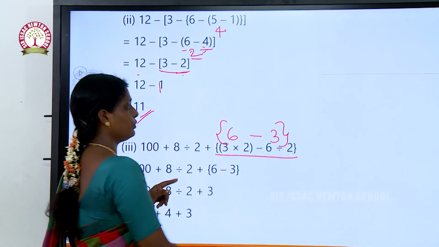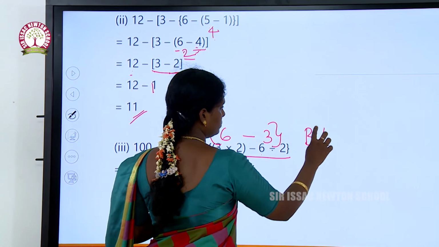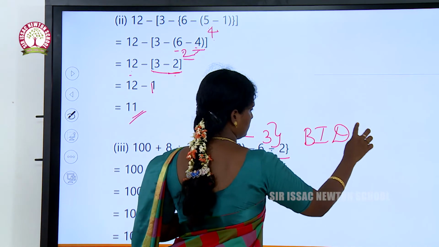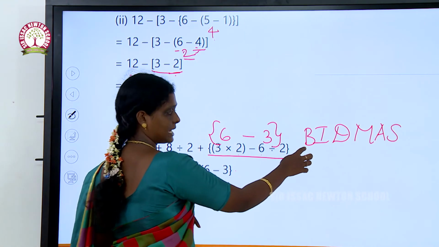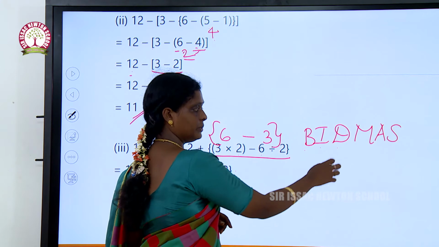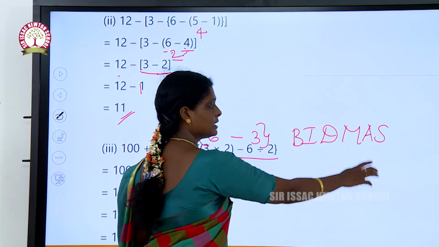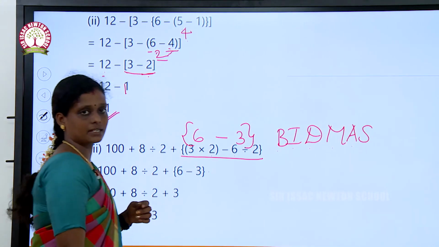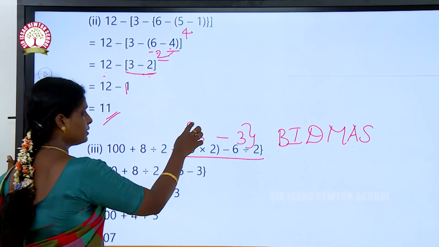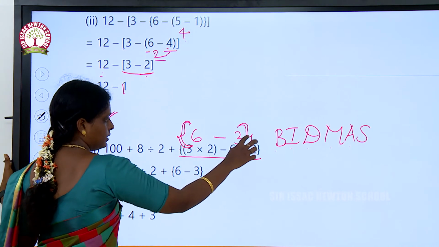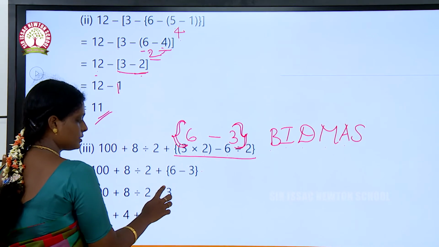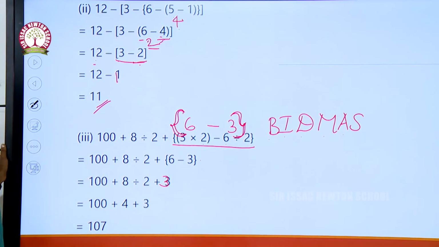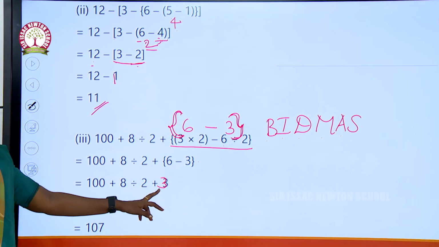Already I have told you in BODMAS you have to remember this. B means brackets, indices, divisions, multiplications, additions and subtractions. Okay. So we have to find the answer for this bracket also. So 6 minus 3 means you will get 3, right?